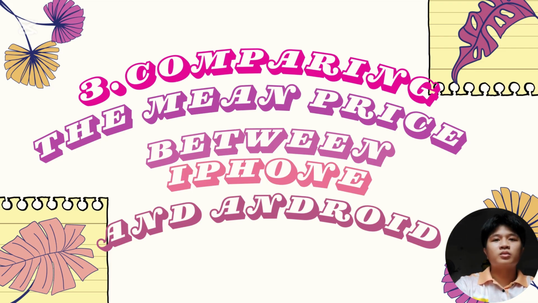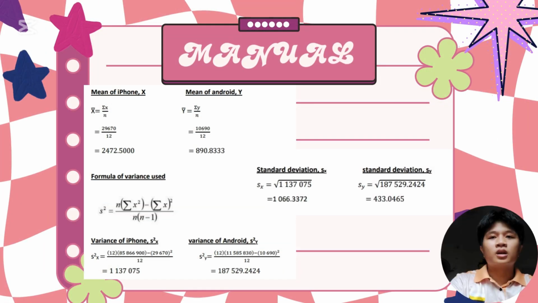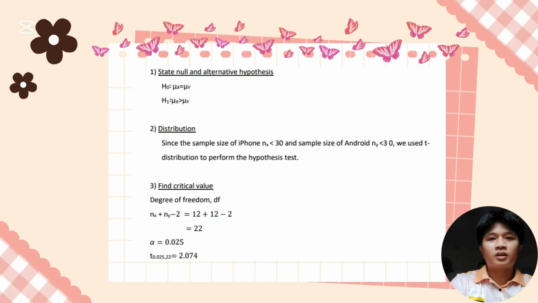Next, we're comparing the mean price between iPhone and Android. We want to test whether the mean price of iPhone is greater than the mean price of Android with a 2.5% significance level. First, we calculate the required information such as mean, variance, and standard deviation. After that, we use 5 steps to do the hypothesis test of mean. First, we state the null and alternative hypothesis. Second, we choose the t-distribution because the sample size of iPhone and Android is less than 30.